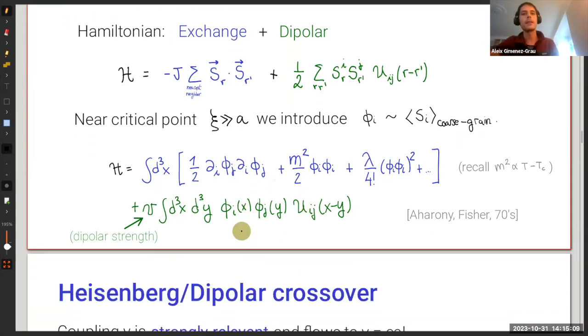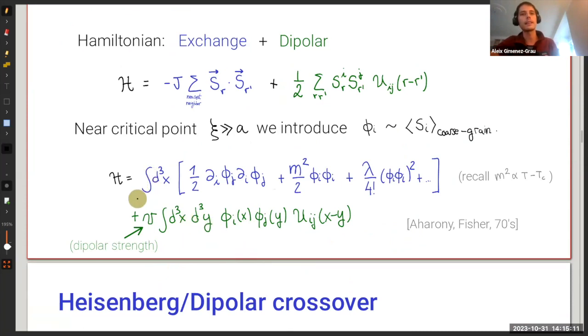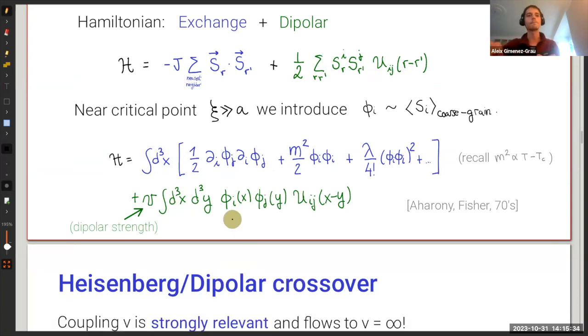And now the question that one can ask is, which one of these two parts is more important? Is this blue piece more important, so then Heisenberg behavior dominates, or is this green piece more important and therefore dipolar effects dominate? And the notion that allows you to distinguish between these regimes is something called the crossover. I'm going to explain now what this means.